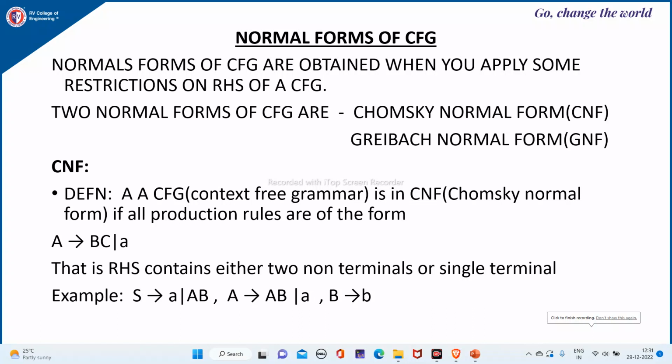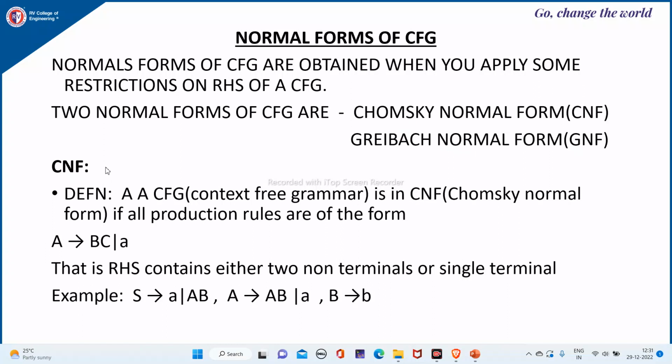The simplification of CFG is done. So now we'll see the normal forms of CFG. The normal forms of CFG are obtained when you apply some restrictions on the RHS of a CFG. There are two normal forms of CFG: Chomsky normal form, in short written as CNF, and Greibach normal form, which is written as GNF.